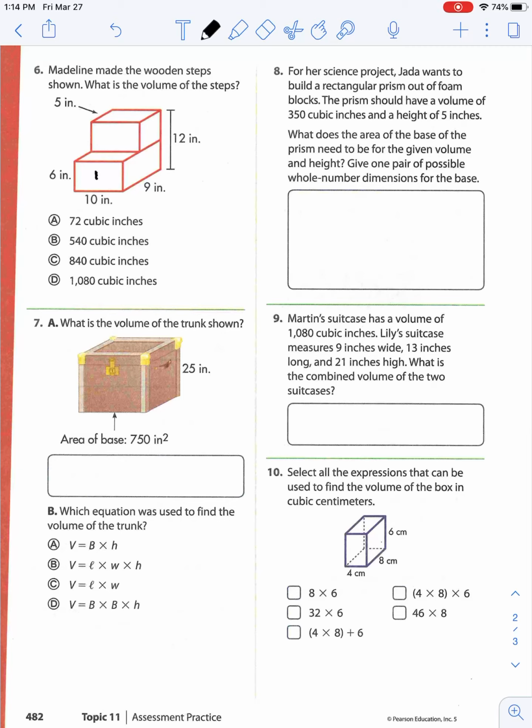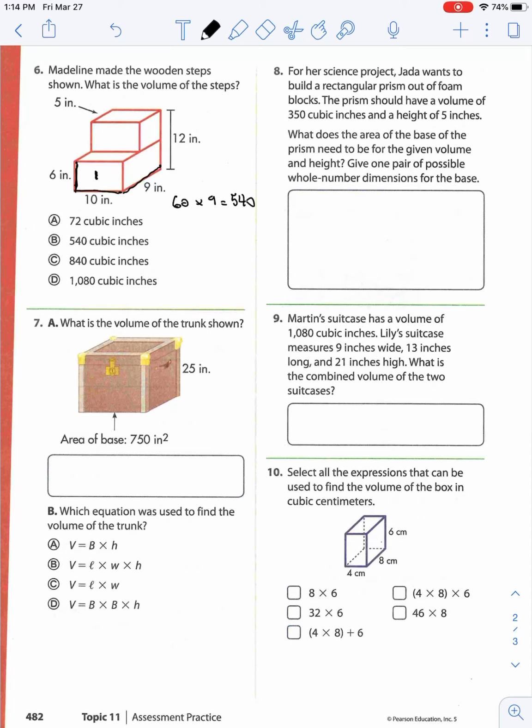That one's pretty straightforward. It is 10 is my length, 9 is my width, and my height is 6. So 10 times 6 is 60, and times 9 will give us 540. That's the bottom one.